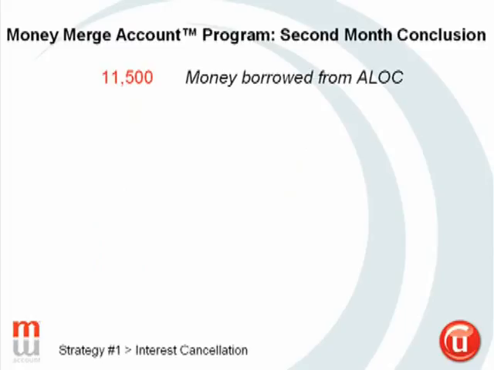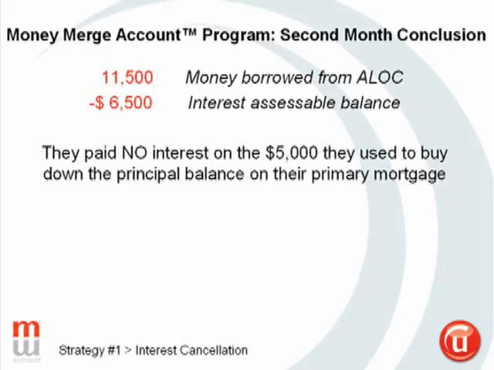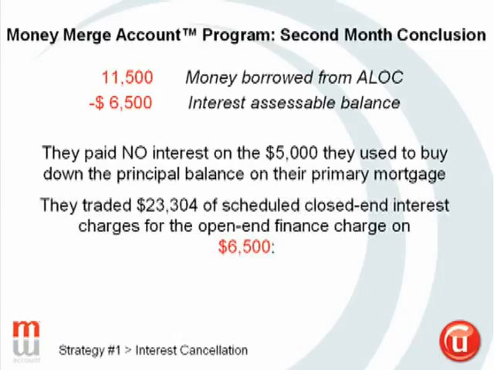They borrowed $11,500 from the lender. The lender can only assess interest at $6,500. That would mean the $5,000 that they just used to buy down their primary mortgage, they paid no interest on that money. Basically, what just happened was they traded $23,304 of closed-in interest charges on that primary mortgage for the open-end finance charge on their line of credit of $6,500 for $54.17.